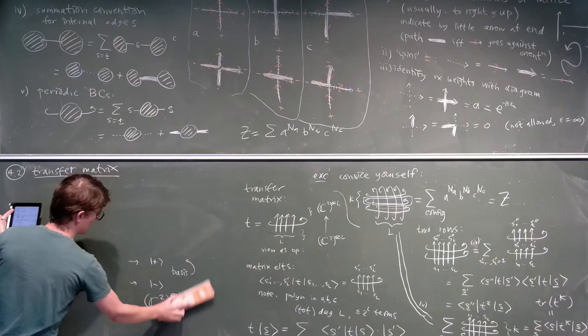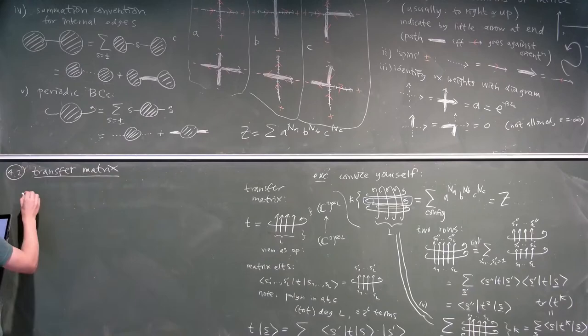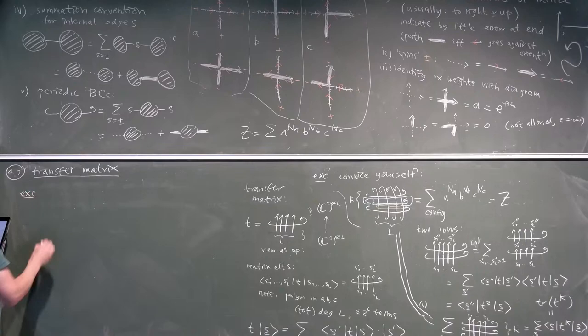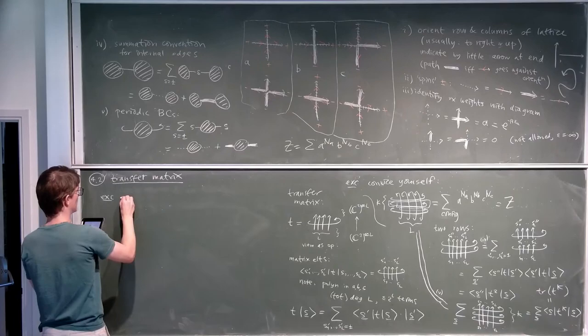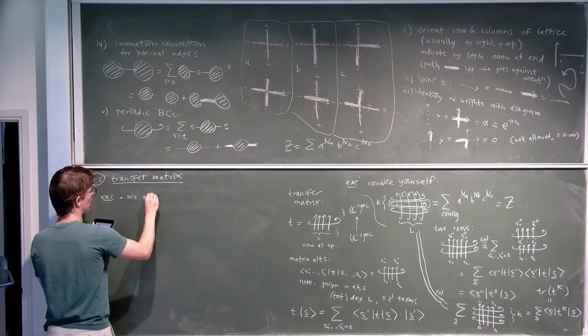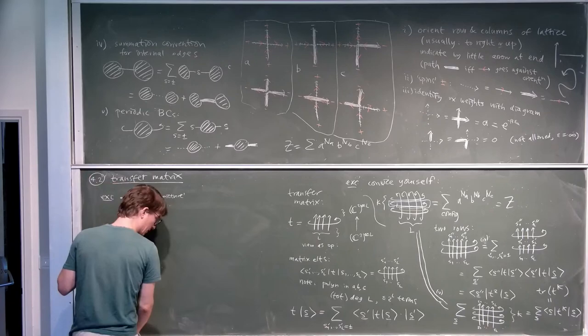There are just a few remarks. So there's an exercise. It consists of a few things. First, what you should do is use the arrow picture, by which I meant these little red arrows on the edges.